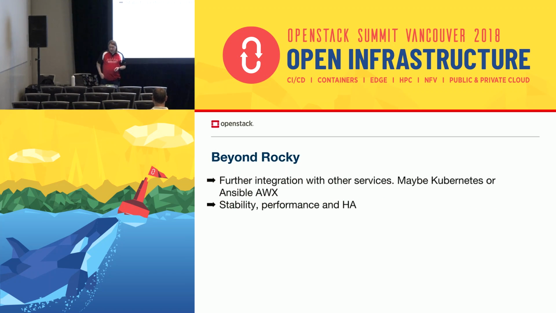And then beyond Rocky, we're looking at integration with other services, Kubernetes or Ansible Tower or AWX, the open source side of Tower. And of course, stability and performance are always going to be on everyone's roadmap. But we're also looking at HA, having the ability to have more than one Mistral server and not have to worry about your engine going down because somebody else can pick that up.